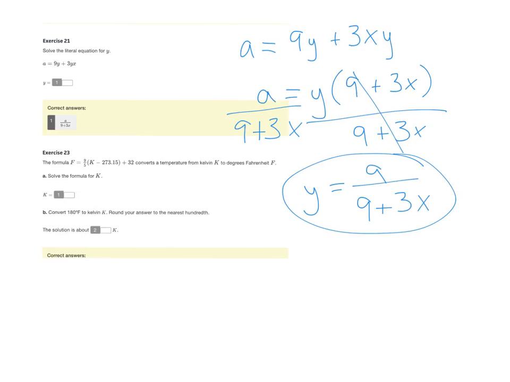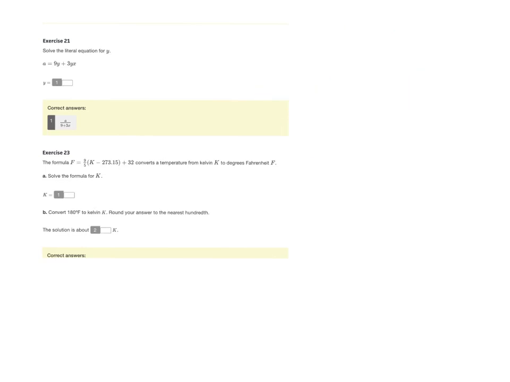All right, one last one to go. All right, so the last one here. And if you don't get this one right, don't freak out. This is a hard problem, but I'm going to go over it. We got f equals 9/5 k minus 273.15 plus 32.